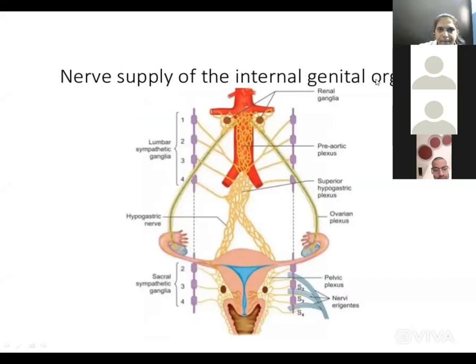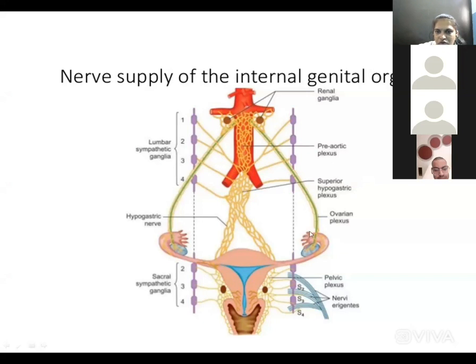Now nerve supply, again these are the ovaries. The nerve supply has sympathetic and parasympathetic fibers. Actually, the nerve supply is through the ovarian plexus. These nerve fibers come from the renal plexus, aortic plexus, and hypogastric plexus. From these plexuses the nerve fibers pass along with the arteries or veins and form the ovarian plexus, which supplies the ovary.